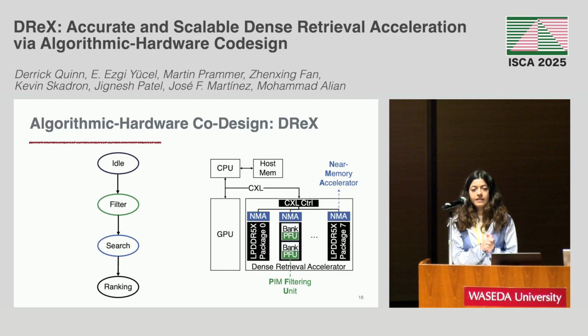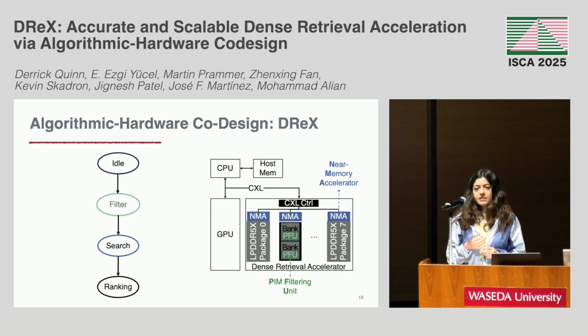Building on what Derrick explained, the process is composed of 4 main stages, and I'll try to explain those stages by linking with the system. So the first stage is initializing the dense retrieval accelerator by invoking it from the CPU and writing the necessary information to the DReX, such as the query or the algorithmic threshold.